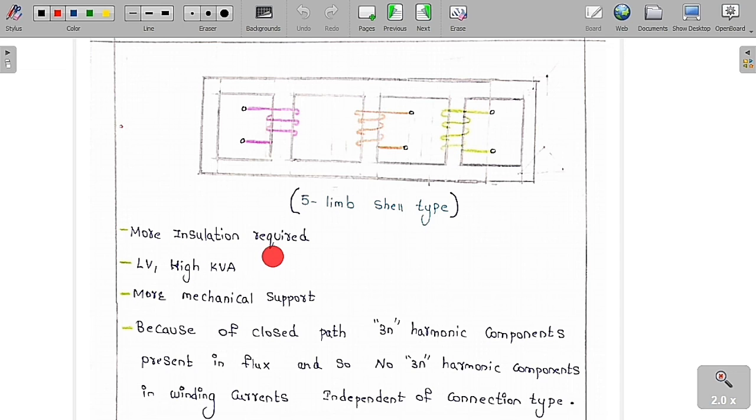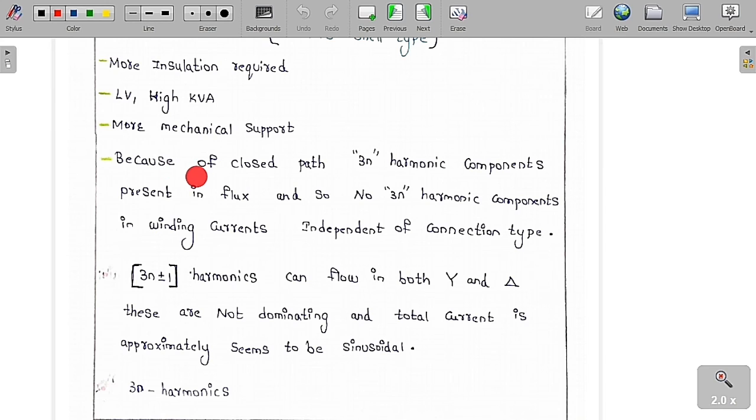So more insulation is required because more cores are there, and it is used for low voltage and high kVA rating. More mechanical support is also present because we have extra 2 limbs. So now you can see clearly here a closed loop is definitely possible.